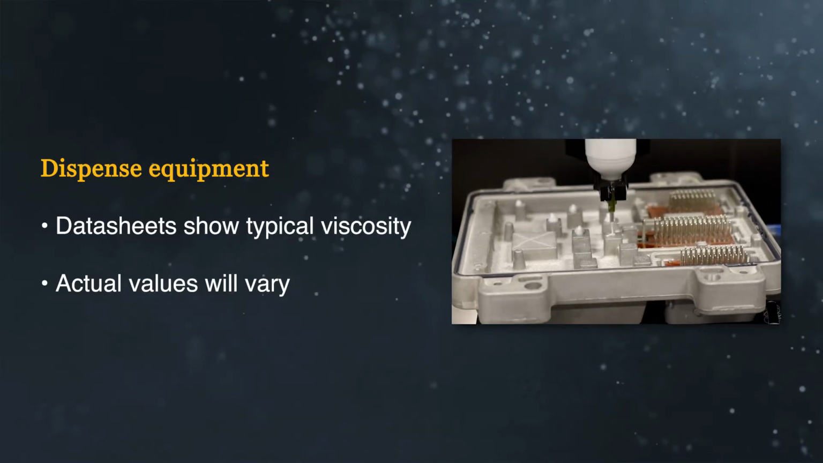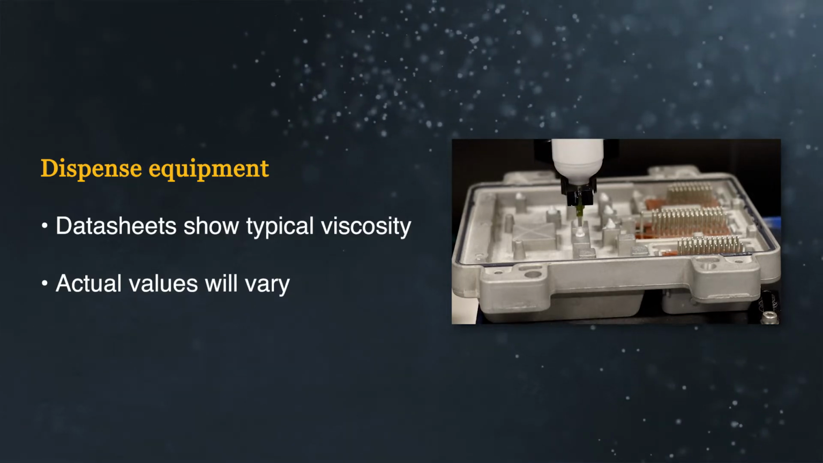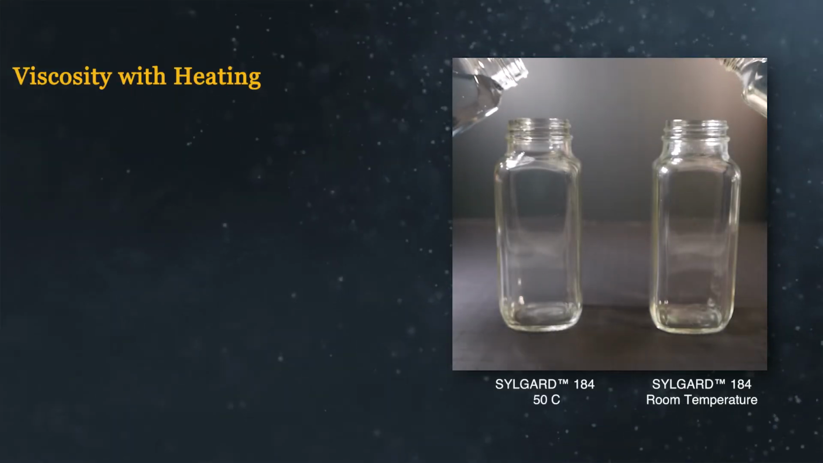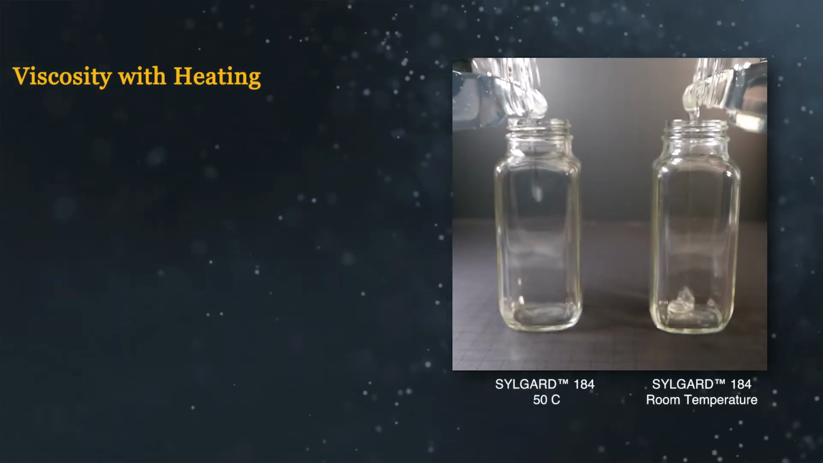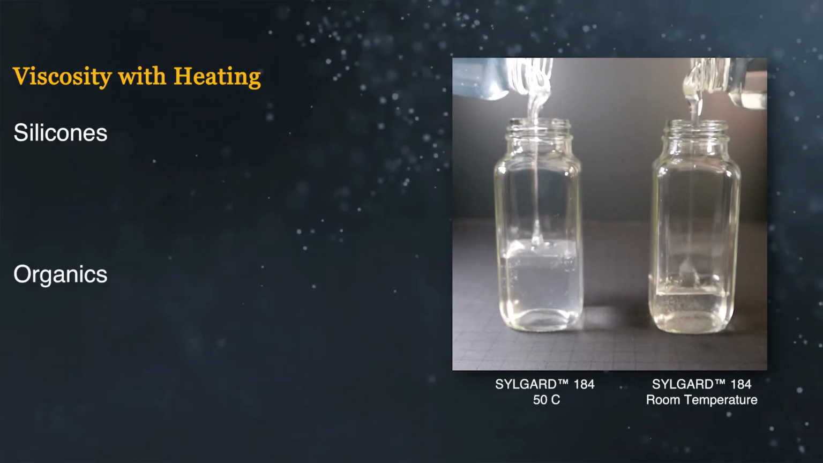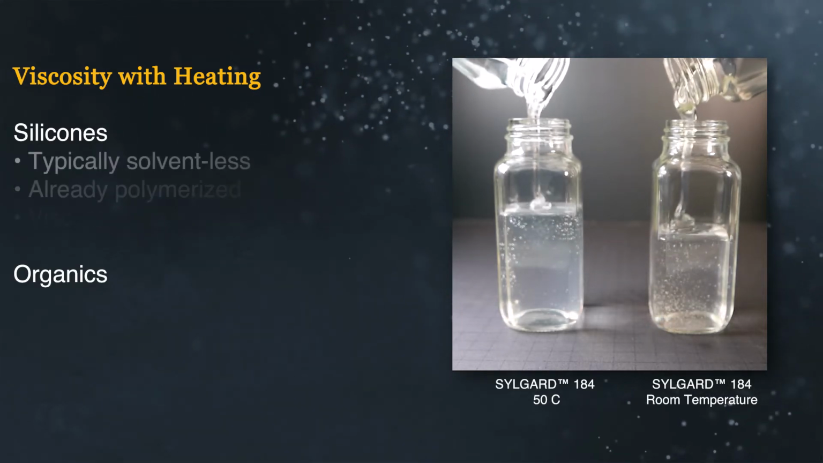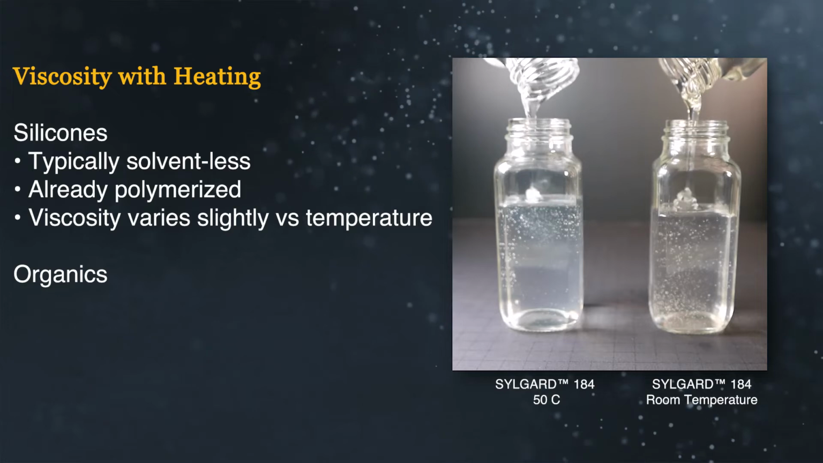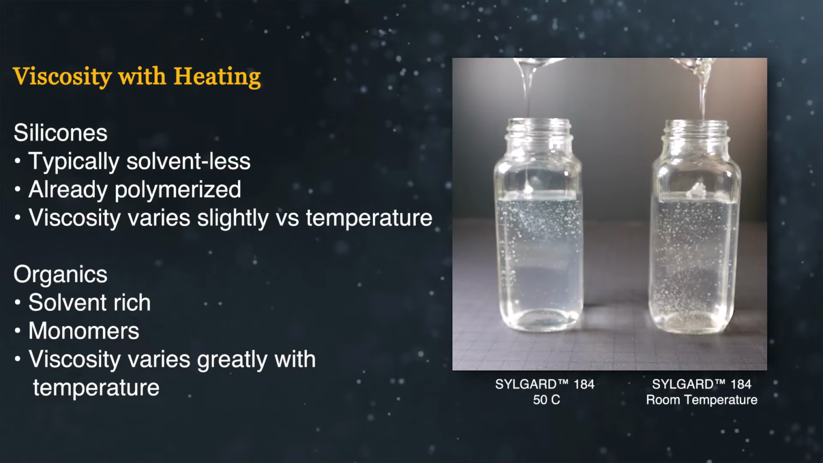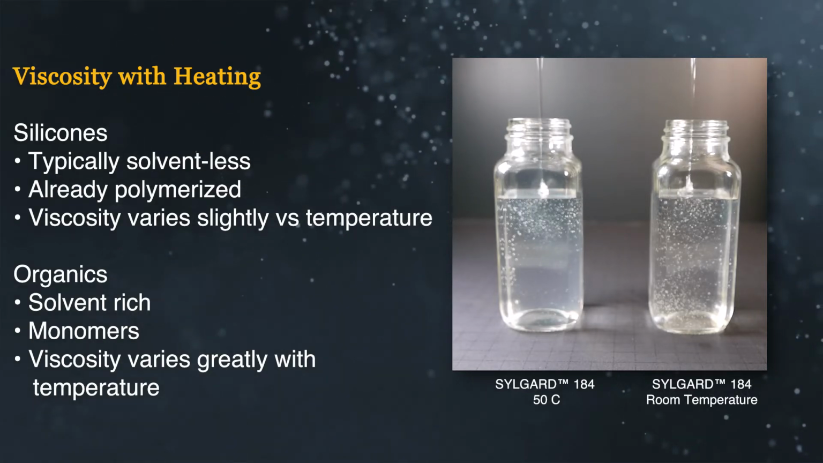A material's TDS will show a typical viscosity, but products have a specified range of viscosities as shown on their sales specifications. Competitive organic products may have lower viscosities than silicones since they are supplied as monomers that must polymerize as part of their cure or because they contain solvents. Silicones are supplied already polymerized and most are solventless. Organic products often lower in viscosity substantially when heated. Silicone viscosity only changes slightly with temperature.